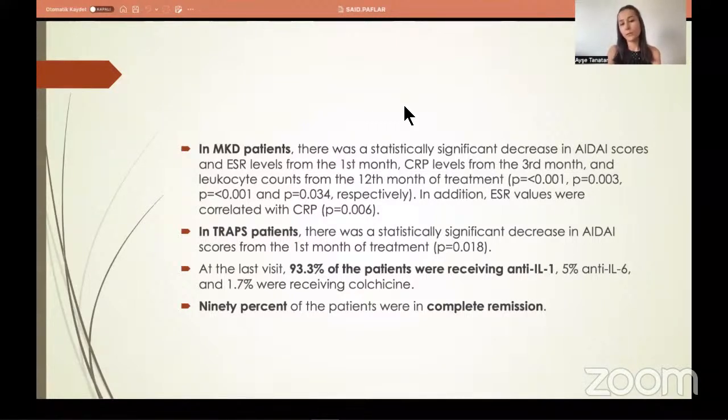93.3% of the patients were receiving anti-IL-1, 5% were receiving anti-IL-6, and 1.7% were receiving colchicine. 90% of the patients were in complete remission.